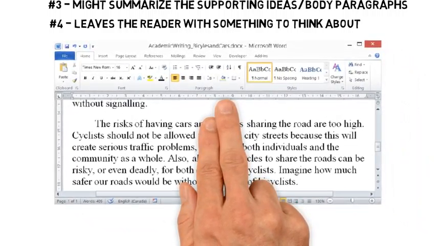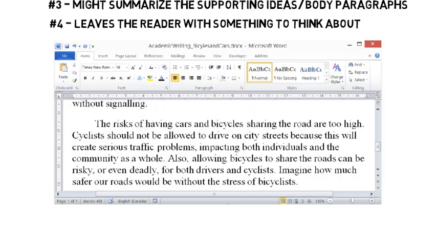Now let's focus on the conclusion paragraph. The conclusion of this essay reads, "The risks of having cars and bicycles sharing the road are too high. Cyclists should not be allowed to drive on city streets because this will create serious traffic problems, impacting both individuals and the community as a whole. Also, allowing bicycles to share the roads can be risky or even deadly for both drivers and cyclists. Imagine how much safer our roads would be without the stress of bicyclists."